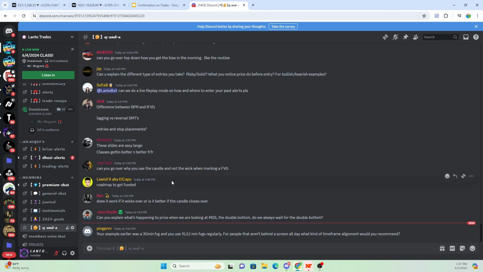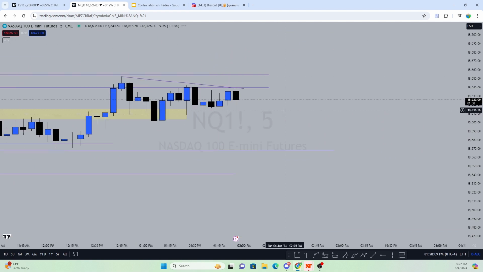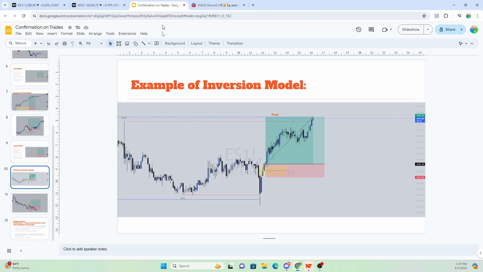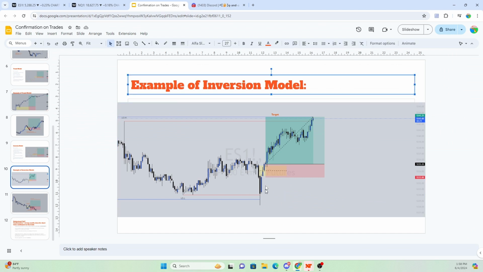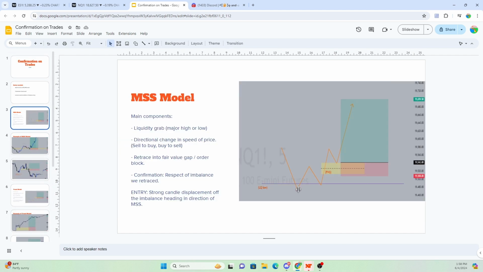Can you explain what's happening to price when we are looking for an MSS, the double bottom? But you don't always have to wait for a double bottom. For example, for this inversion model that I showcased here, you can clearly see there was no double bottom once we took liquidity. If you look at the MSS model that I showed, I always look for a liquidity grab, then a second leg to potentially seek higher.